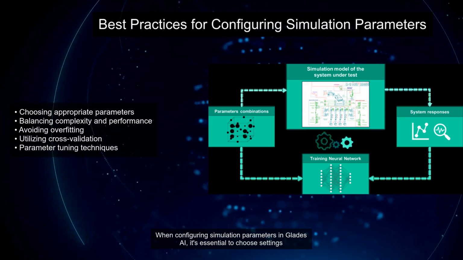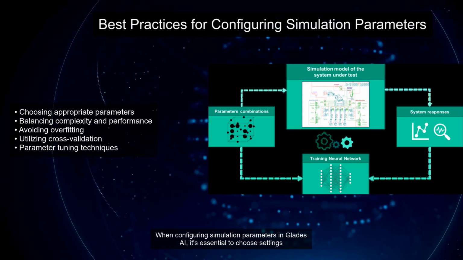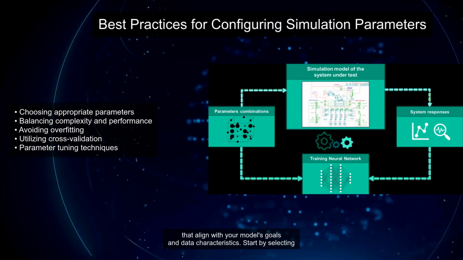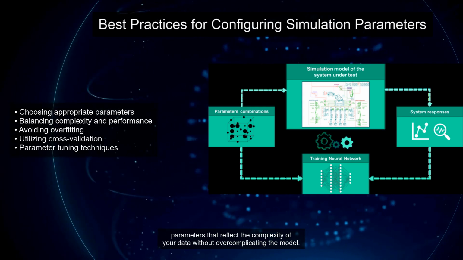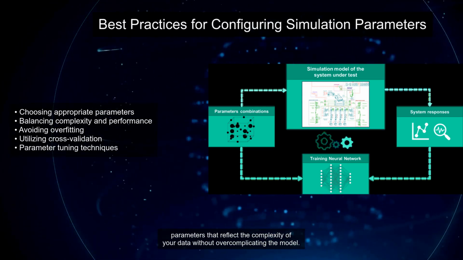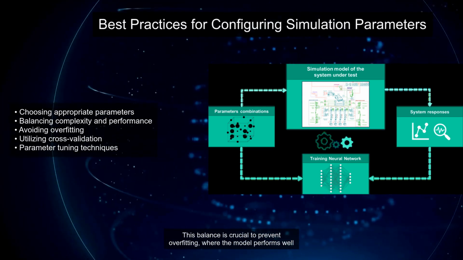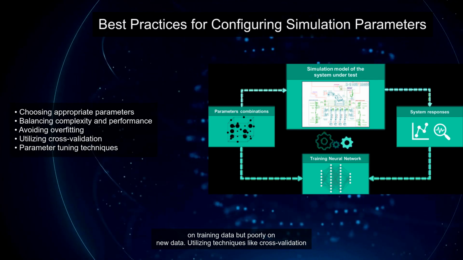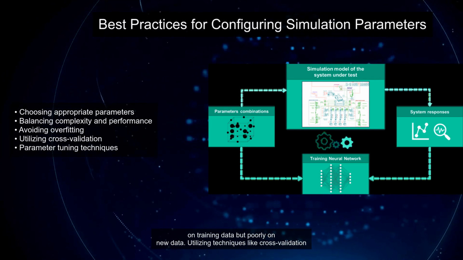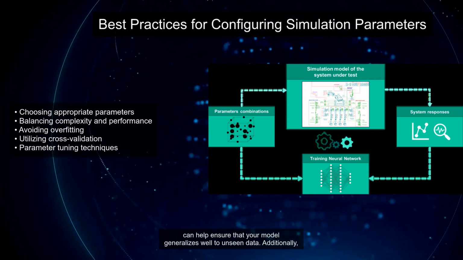When configuring simulation parameters in Glades AI, it's essential to choose settings that align with your model's goals and data characteristics. Start by selecting parameters that reflect the complexity of your data without overcomplicating the model. This balance is crucial to prevent overfitting, where the model performs well on training data but poorly on new data. Utilizing techniques like cross-validation can help ensure that your model generalizes well to unseen data.